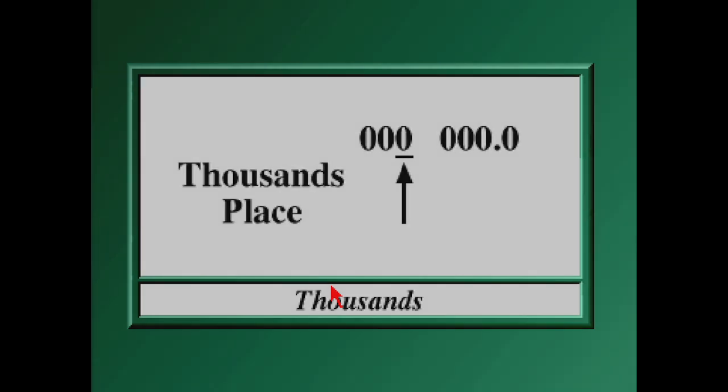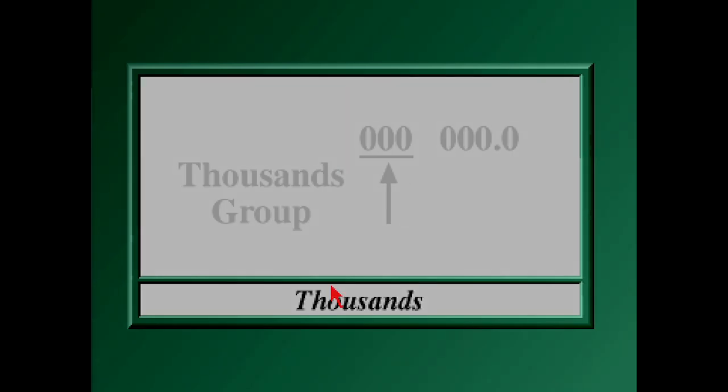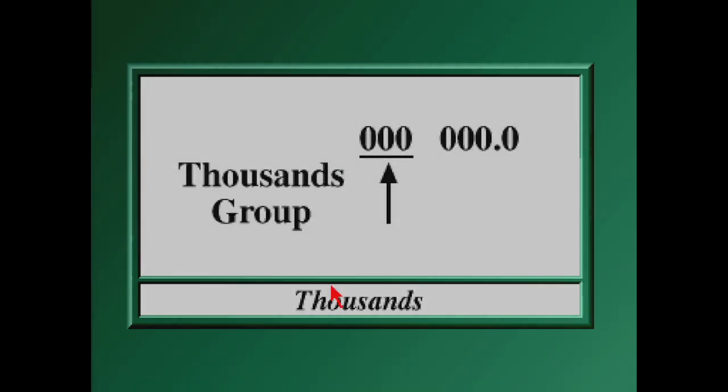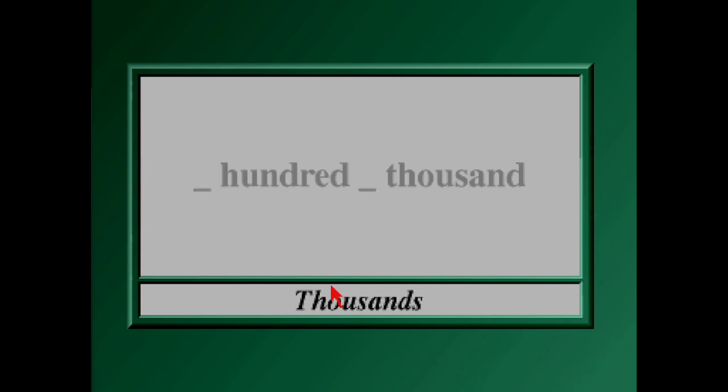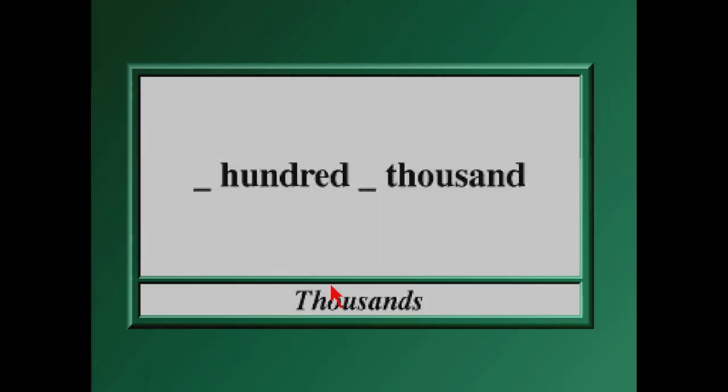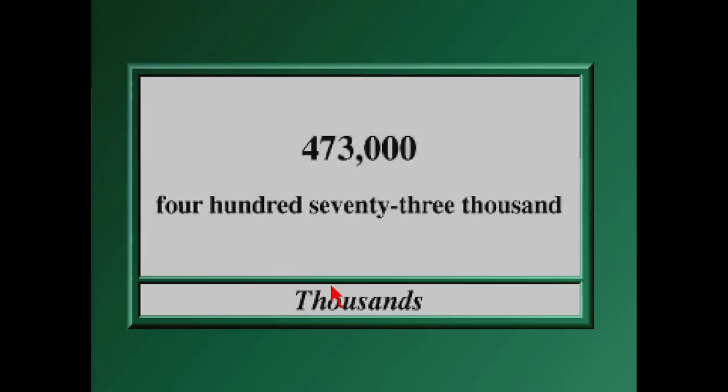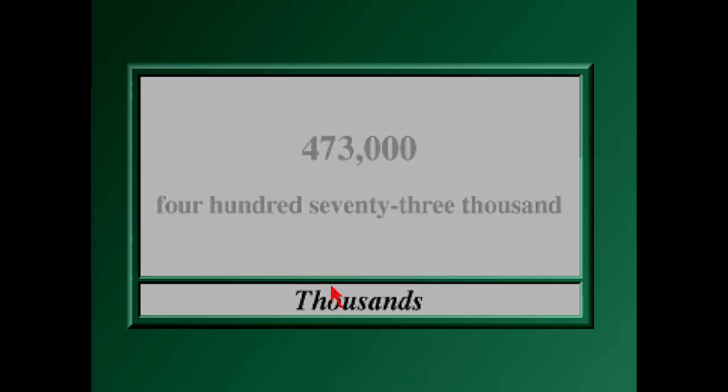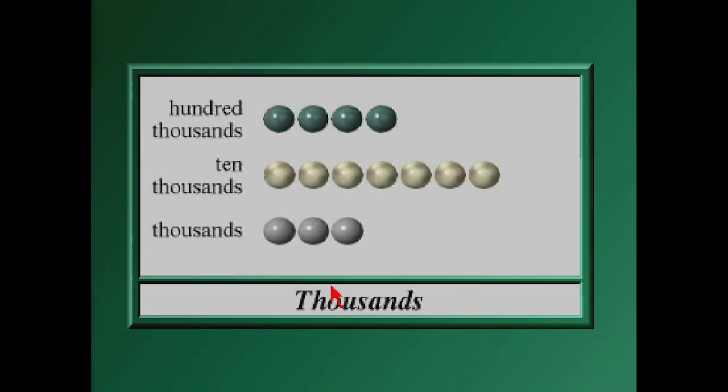The fourth place to the left of the decimal point is the thousands place. The second group of 3 places to the left of the decimal point is called the thousands group. Numbers in this group are read as blank hundred, blank thousand. For example, 473,000 is read as 473,000. It has 400 thousands, 7 ten thousands, and 3 thousands.